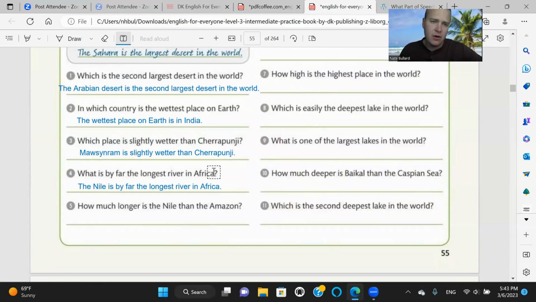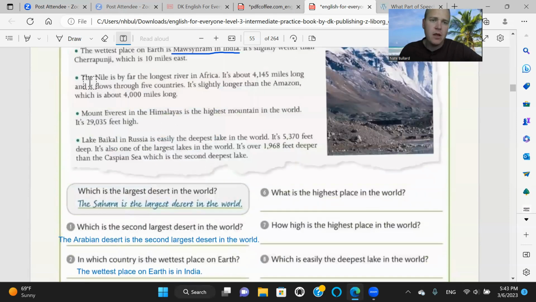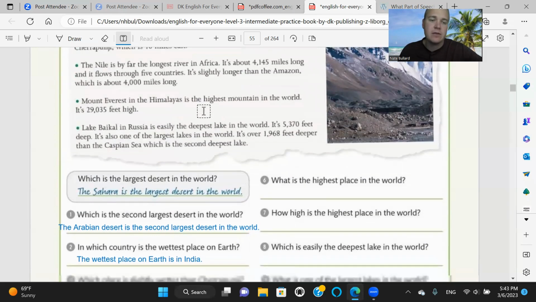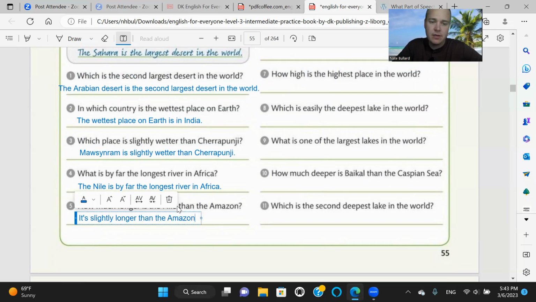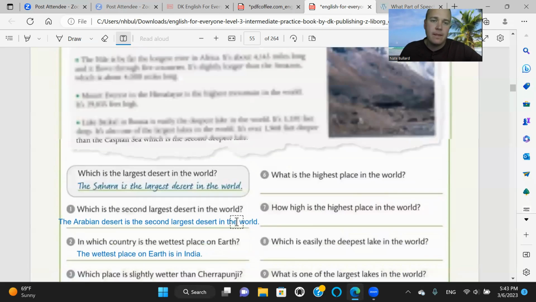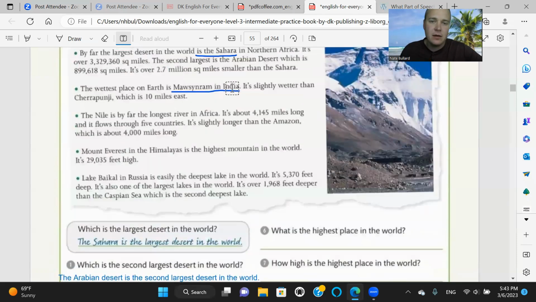How much longer is the Nile than the Amazon? It's about 4,145 miles long and it flows through 5 countries. It's slightly longer than the Amazon, which is about 4,000 miles long. It's slightly longer than the Amazon.